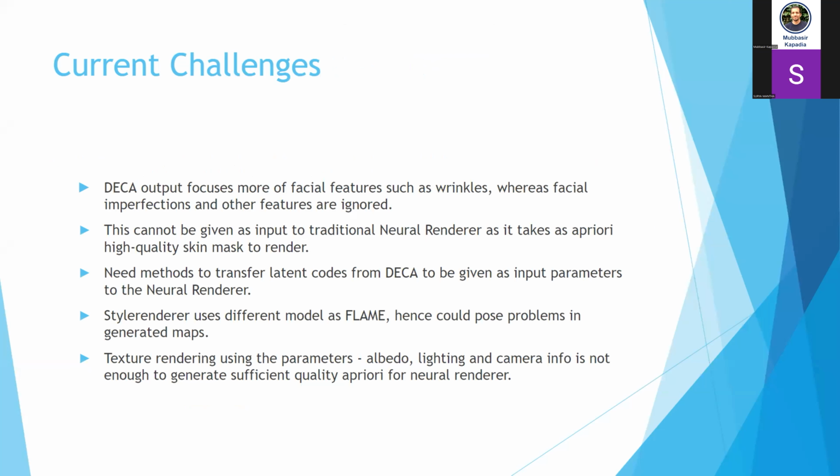Yeah, so there are a lot of challenges. The first obvious challenge is how to get the a priori for the neural network from the DECA model, since the appearance model is missing. So that's one thing I'm trying to figure out. That's the main blocker for me right now. The rest of it is pretty much implementation of current methods. Next slide.